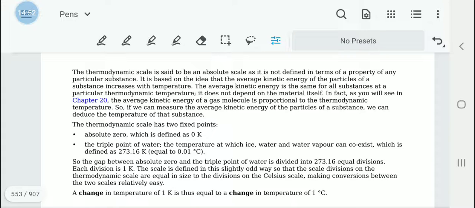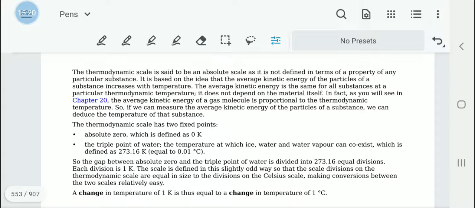In fact, as you will see in chapter 20, the average kinetic energy of a gas molecule is proportional to the thermodynamic temperature. So if we can measure the average kinetic energy of the particles of a substance, we can deduce the temperature of that substance. So that means there is an interrelationship between the average kinetic energy of a gas molecule and the thermodynamic temperature, right?